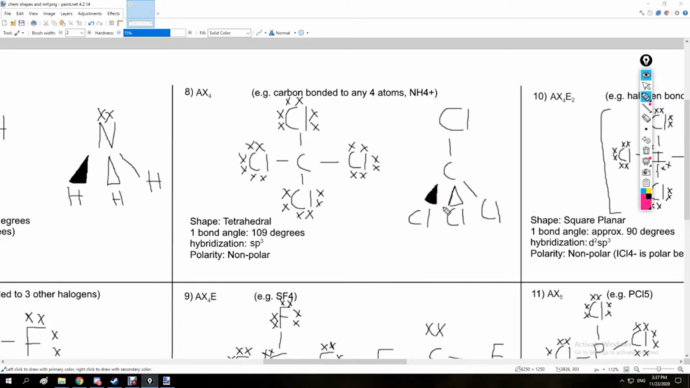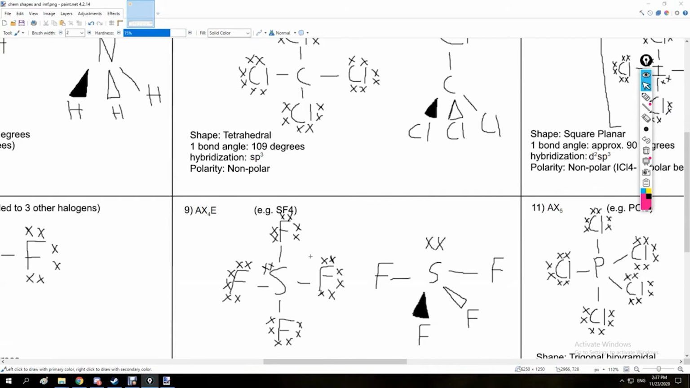You need to know that the bond angle is exactly equal to 109 degrees, and hybridization is sp3, and it's a non-polar shape because these 3 vectors are going to add up to one net vector, which is going to cancel with this vector. Net dipole is equal to 0, so it's a non-polar shape. Hybridization is sp3 because 4 electron regions are on the central atom.